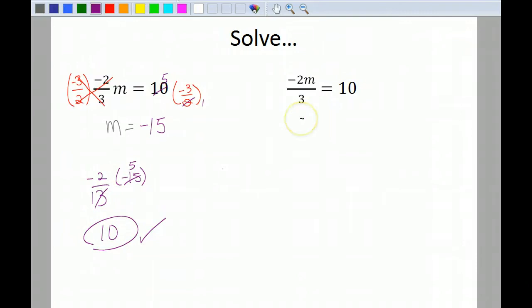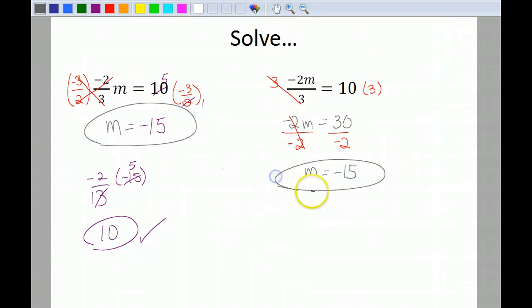Notice that this one is the exact same thing. The only difference is the way it was written. So if I undo my operations as I come to them, if I multiply both sides by 3, so now I have negative 2m is equal to 30. Now I can divide both sides by negative 2. So m is equal to negative 15. It's the exact same problem. It's just written a slightly different way.